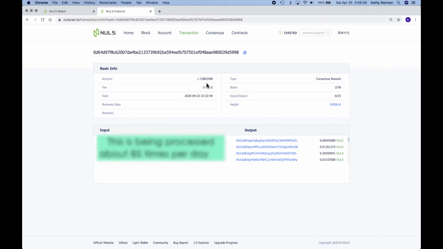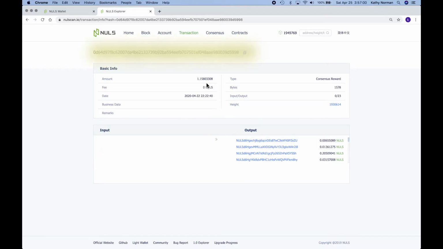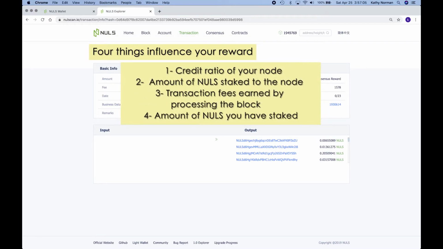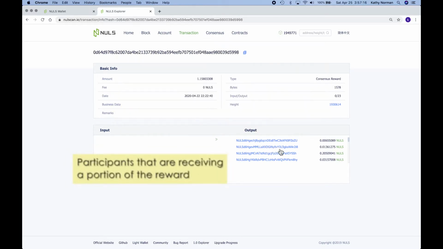And also recall that the amount of nulls that you're going to receive is influenced by 4 values. The first one is the credit ratio, then the amount of nulls staked to the node, then the transaction fees, and number 4, the amount of nulls that you have staked. Now here's all the participants that are receiving a portion of 1.158.